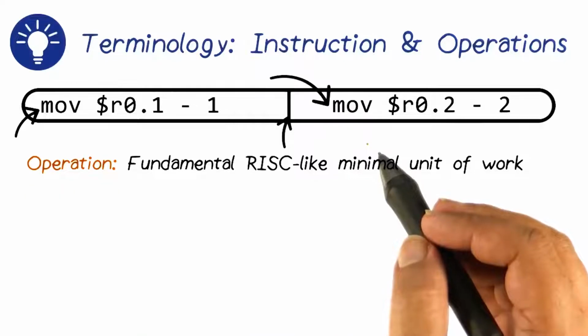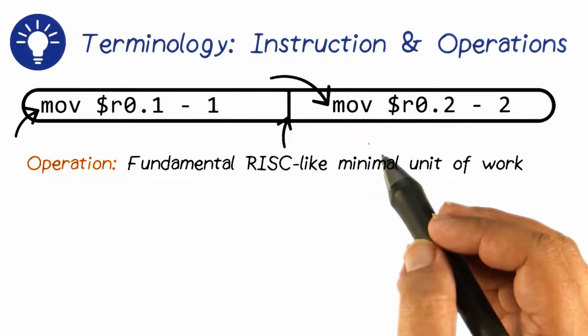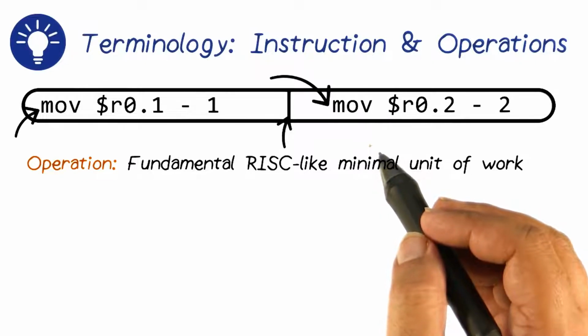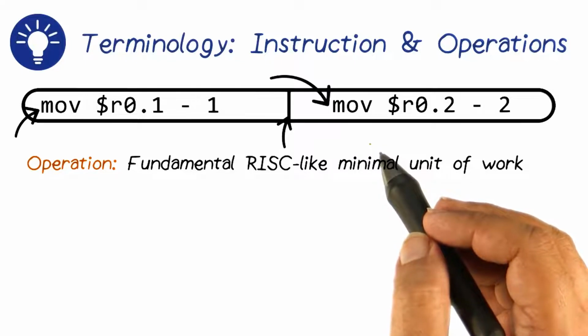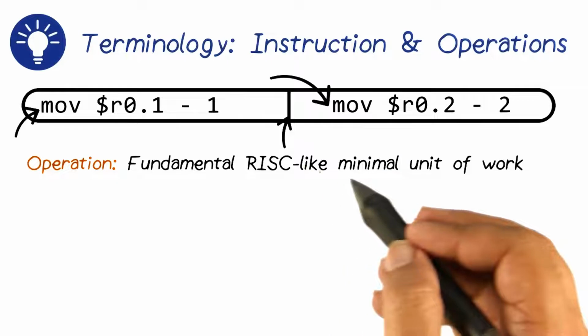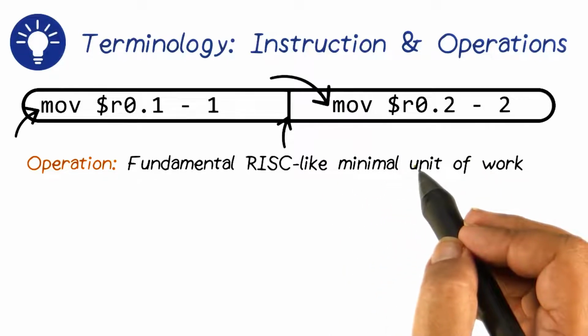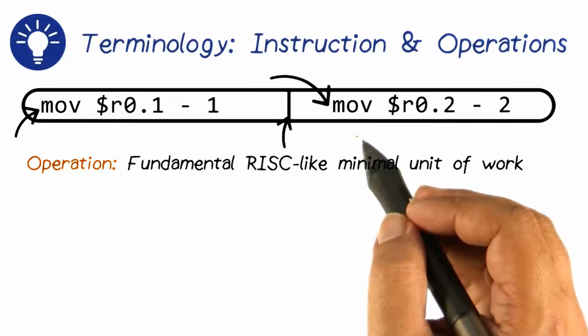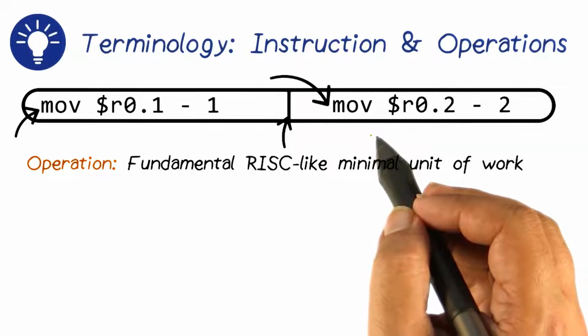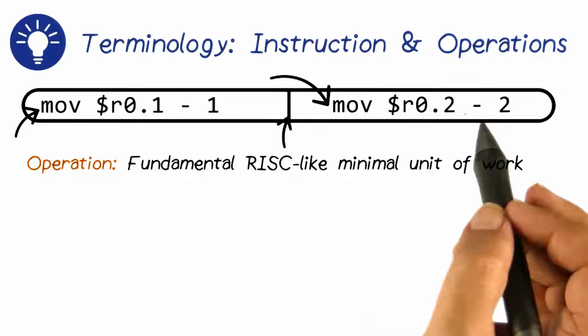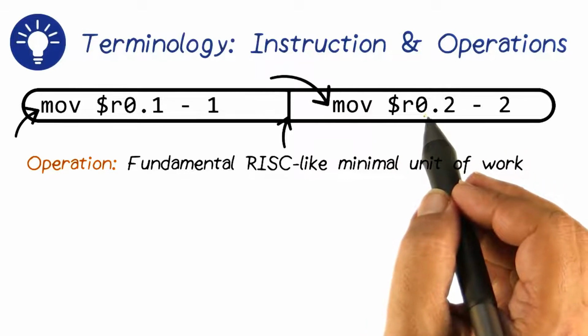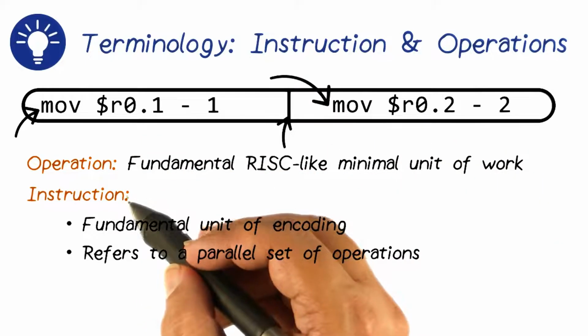So before we actually do the instruction set design and discuss the design alternatives and trade-offs, let's understand a few terminologies. The first term that we introduce is, what is an operation? An operation is a RISC-like minimal unit of work, a smallest size thing that we want to get accomplished. So for example, we have shown here two simple operations which are RISC-like, and they are moving some constant values into registers as shown over here. So now what is an instruction?